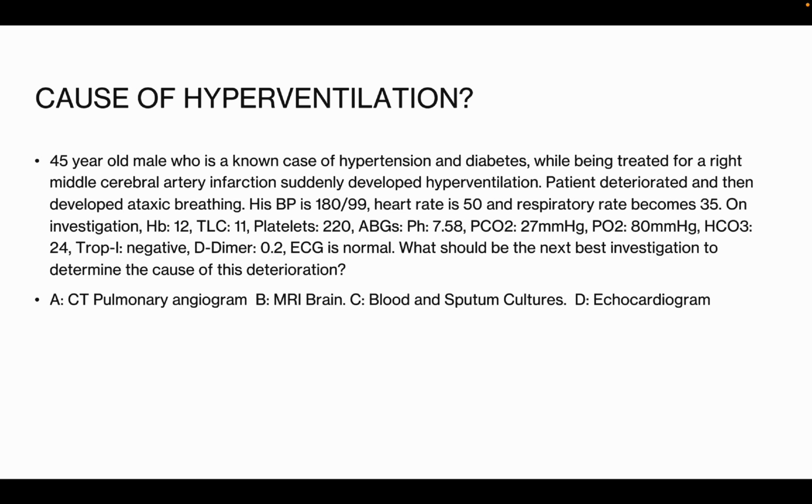So the correct answer is B, MRI brain, and that is because if you can see for the other options, why would you go for a CT pulmonary angiogram? Well, if you're trying to rule out a pulmonary embolism, and in this case, you can very clearly see the patient's heart rate is 50. He's not tachycardic. You also see other things. The D dimer is normal, which pretty much rules out a pulmonary embolism.